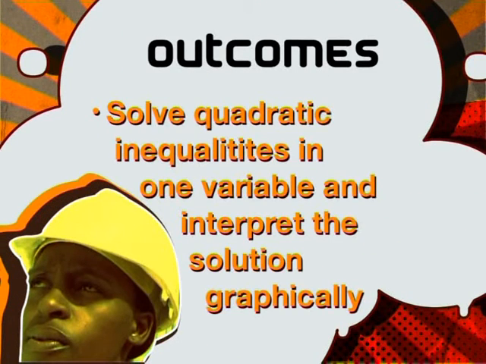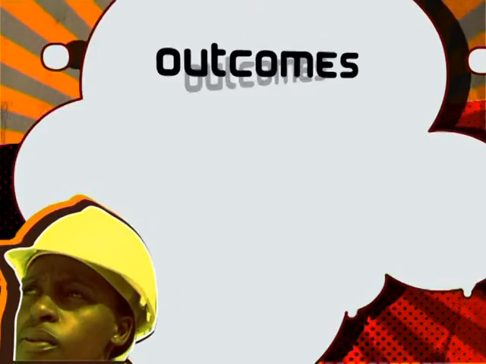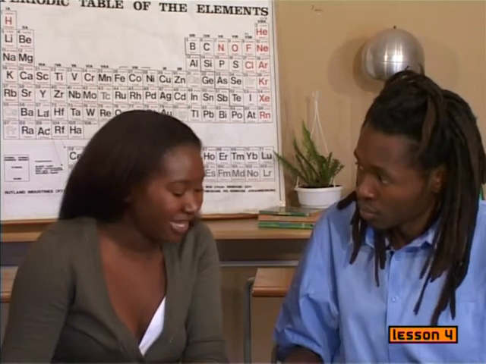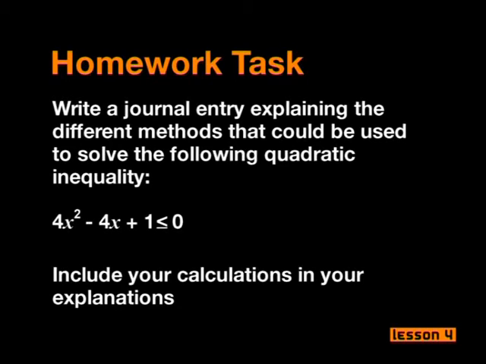By the end of the lesson, you should be able to solve quadratic inequalities in one variable and interpret the solution graphically. Let's see what we have here. To write a journal entry for homework explaining the different methods that could be used to solve this quadratic inequality. And I have no idea how to even start.